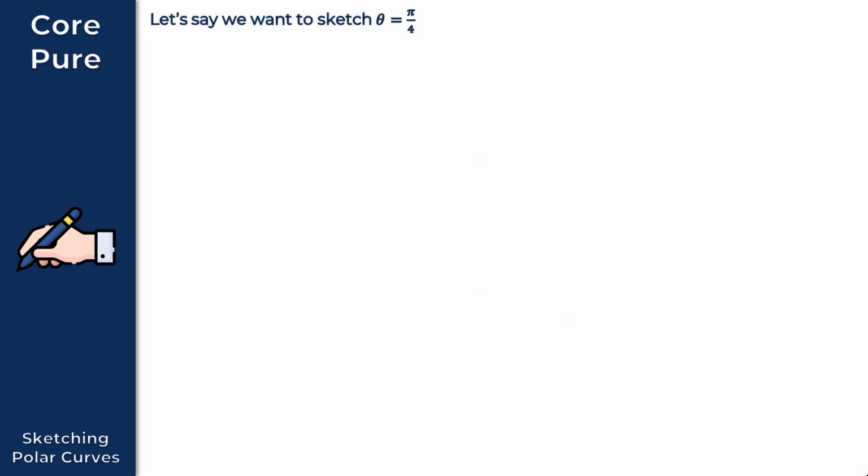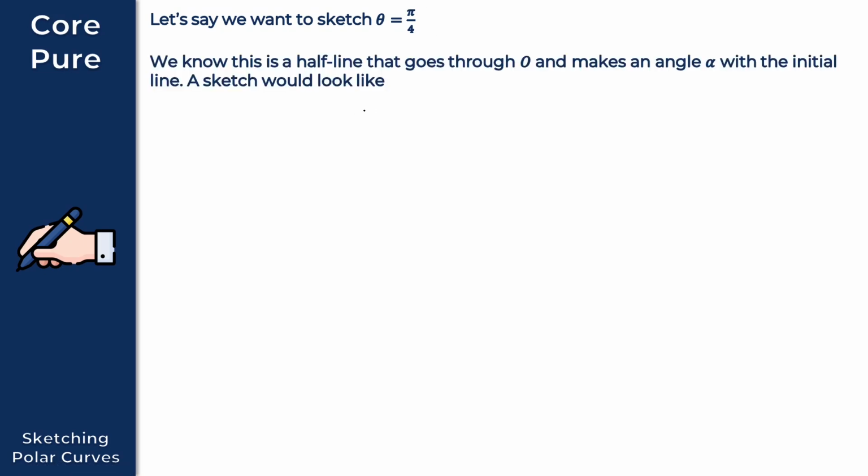Now let's move on to the second example, and let's say we want to sketch theta equals pi over 4. What would that look like? Well, we know that this is a half line that goes through the origin O, and it makes an angle alpha with the initial line. In that case, a sketch would look like the following. As we would expect, we get our half line, and this makes an angle of alpha, which in this case is pi over 4, with the initial line.